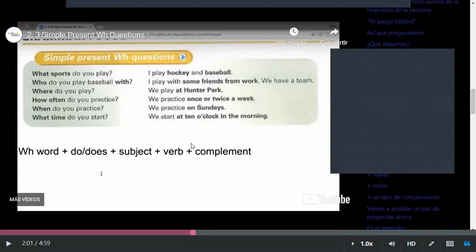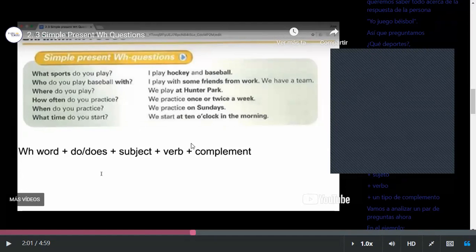Okay. And how often do you have your English class? I have every day my English class. I always have English class. Do you have English classes on Saturdays and Sundays? Oh, no. So we cannot use always. Tenemos que modificarlo. Tiene que ser uno con menos porcentaje, menos frecuencia.